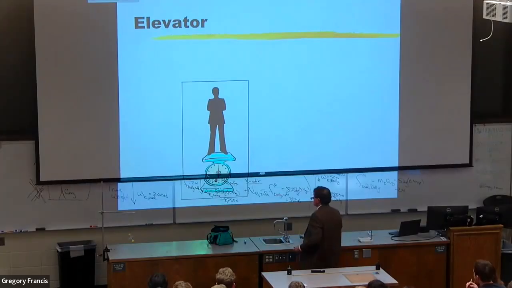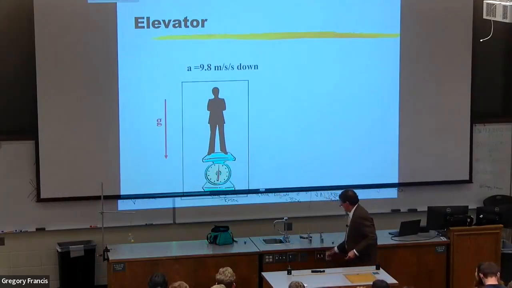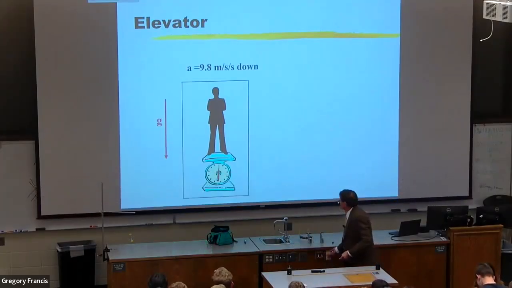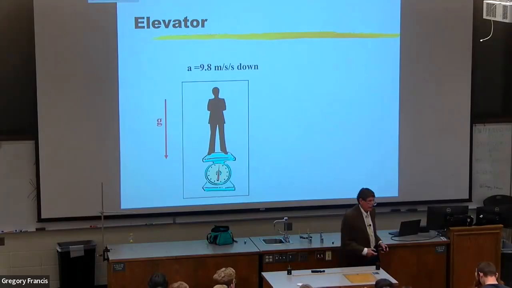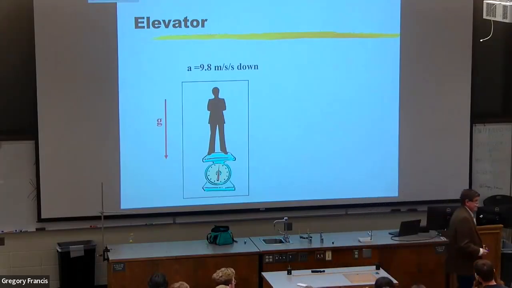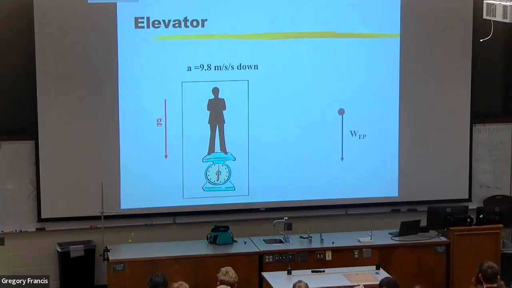Now, what if the acceleration is down and has the value of 9.8 meters per second squared? Well, that's free fall. And I know that my free body diagram for free fall is very simple. How big does that normal force have to be if I'm in free fall?